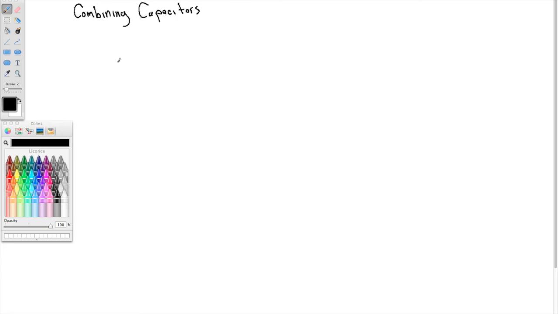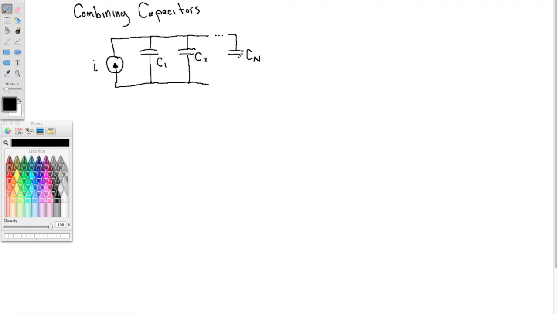All right, so let's first consider a parallel circuit. So let's say we have a current source I, and in parallel with that are N, so we'll keep this general, N capacitors. So we've got C1, C2, these are potentially different capacitors, and so on through Cn. All right, and we want to know how to combine those capacitors.